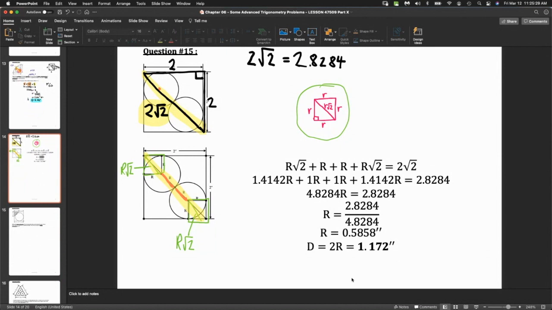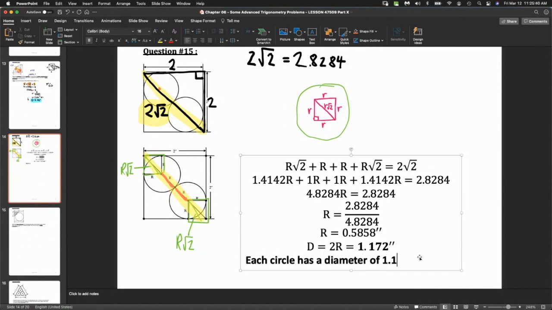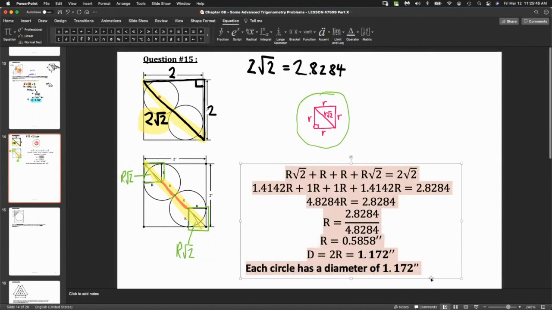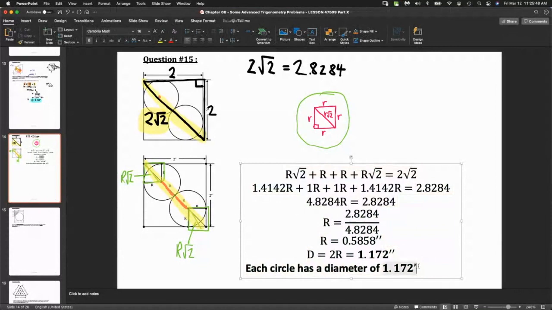Yeah, so each circle is 1.172. That's right. Let's put that here. Okay, I'm going to move on to the next question.